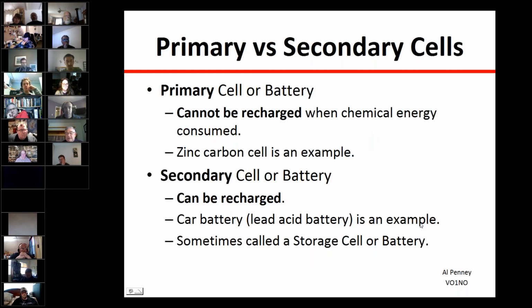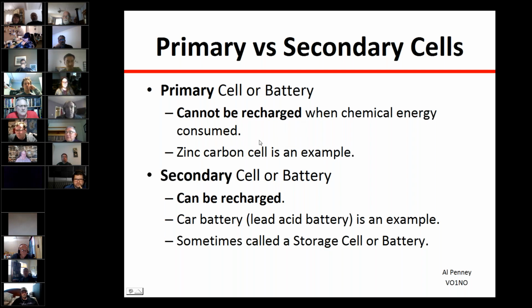Now, someone mentioned rechargeable and not rechargeable. Well, a primary cell or a primary battery cannot be recharged when the chemical energy is consumed. There's a chemical reaction that takes place, and you can't apply electricity to reverse that chemical reaction and recharge the battery. And an example of that would be the zinc carbon cell. You can't recharge it. Now, someone mentioned there are those rechargers out there. No, you're wasting your money.